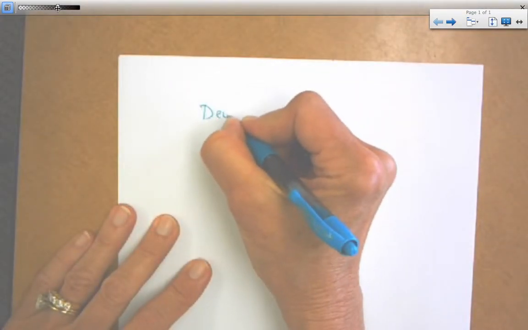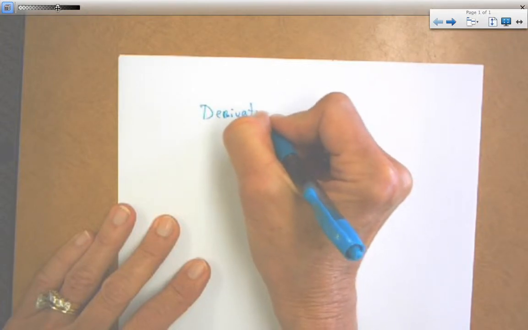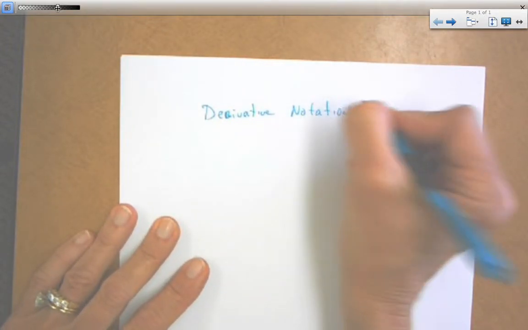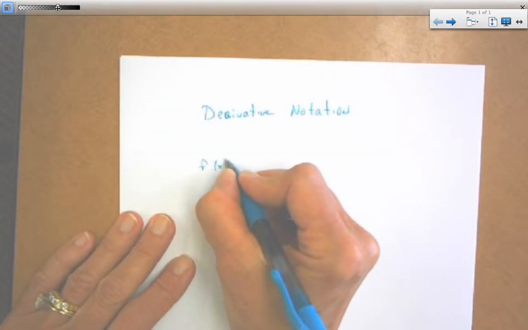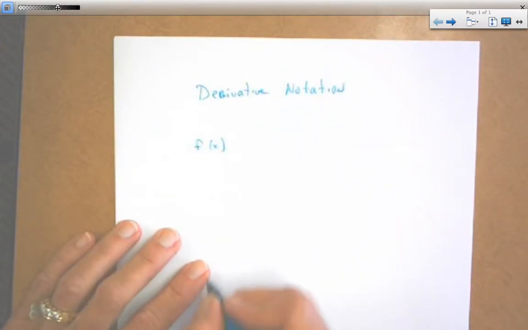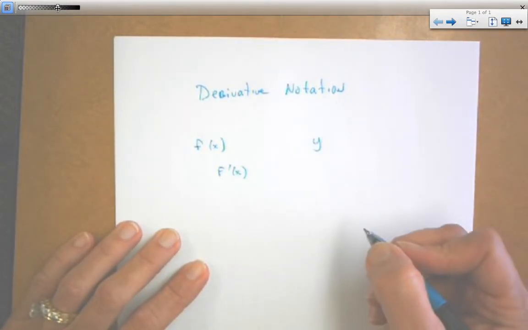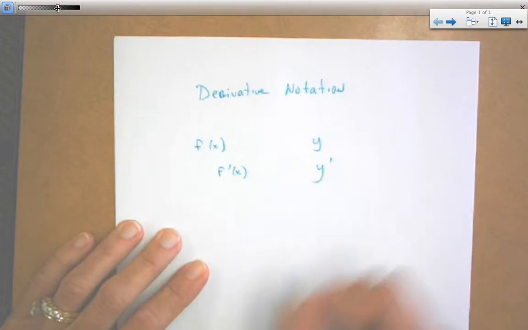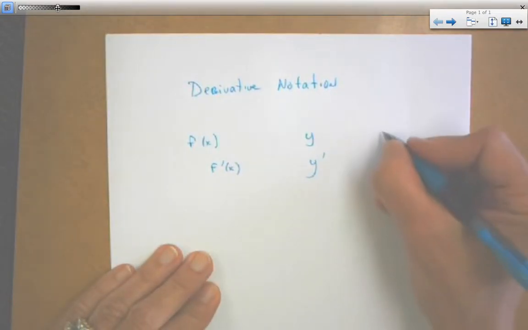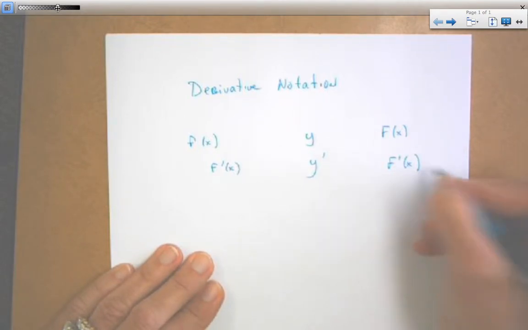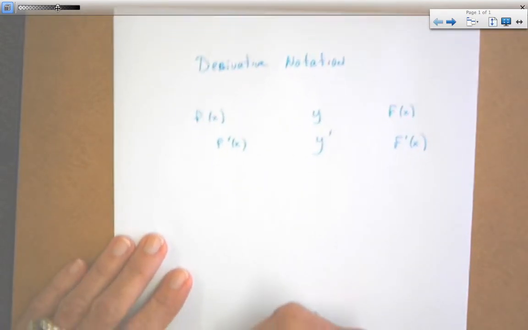All right, let's talk a little bit about derivative notation. We know that if we're given f of x to indicate that we've taken the derivative, we can write f prime. If we're given y to indicate we're taking the derivative, we write y prime. We know that as uppercase F, we do an F prime.